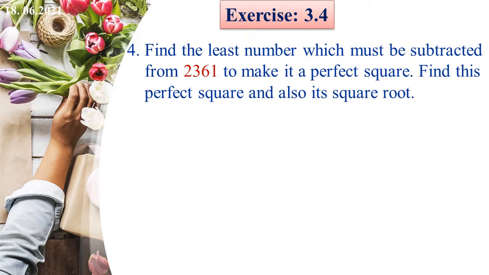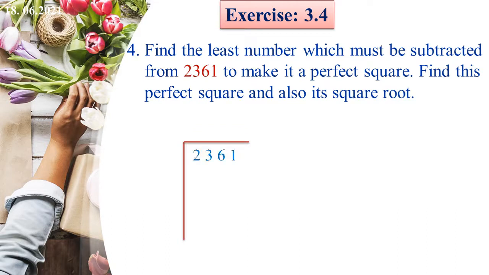Let's see the exercise problem. Find the least number which must be subtracted from 2361 to make it a perfect square. Find this perfect square and also its square root. The given number 2361 is not a perfect square. So, let us try to find out the square root of 2361 using the long division method.